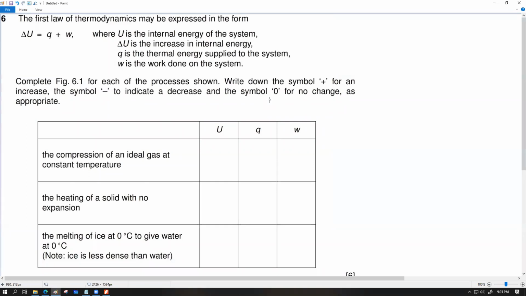So we want to solve this question. Delta U equals Q plus W. We know what is what, and the question is asking us to complete figure 6.1. For each of the processes shown, write down the symbol plus for an increase, the symbol minus to indicate a decrease, and the symbol 0 for no change as appropriate. Okay, fine. So here we need to understand the compression of an ideal gas at a constant temperature. This is the first key that we have. If it is a constant temperature, then delta U should be 0.